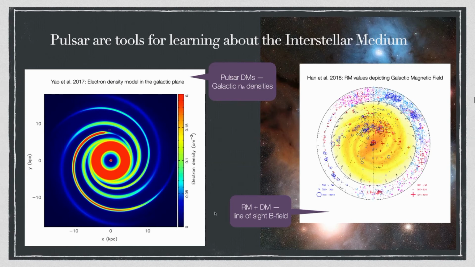And similarly, doing RM fits, doing rotation measure fits on pulsar data, helps us, along with dispersion measures, to untangle what this parallel or line of sight component of the galactic magnetic field is. And so that leads again to models of the magnetic field across the galaxy.